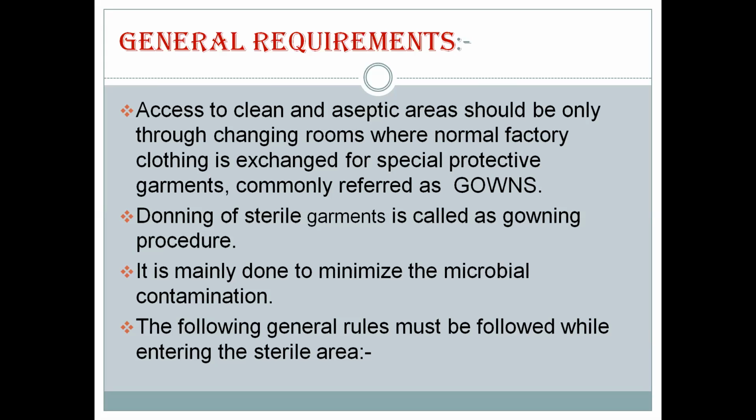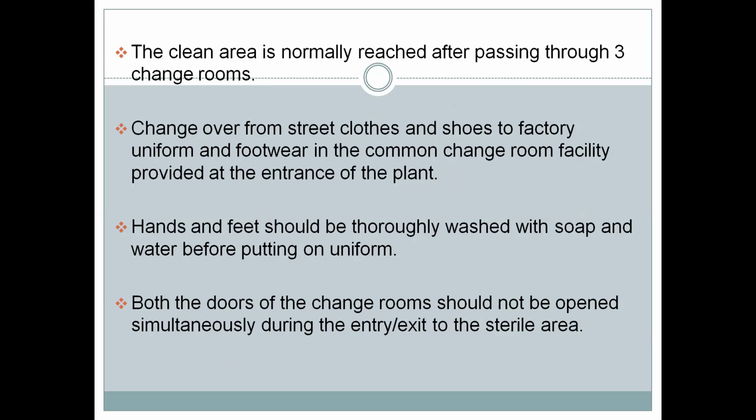General rules must be followed while entering the sterile area. The clean area is normally reached by passing through 3 change rooms. Change over from street clothes and shoes to factory uniform and footwear in the common change room facility should be provided only at the entrance of the plant, not in any sterile areas.